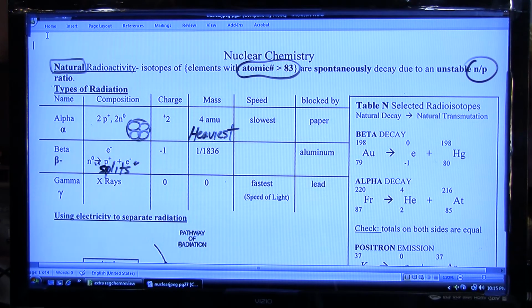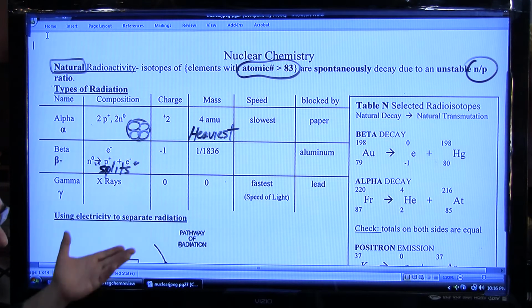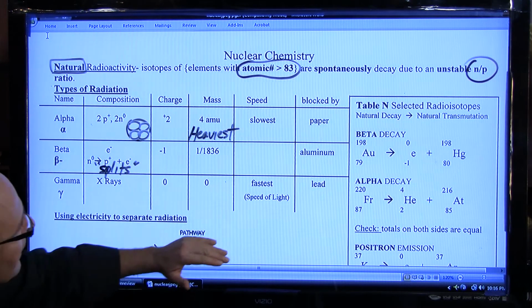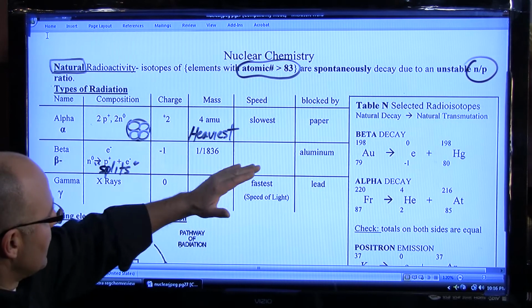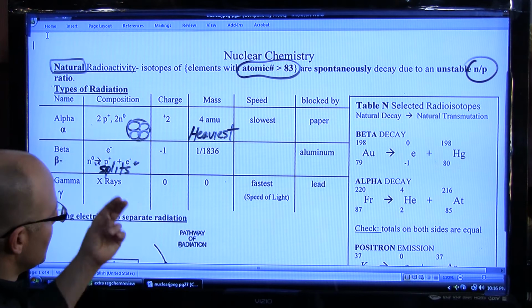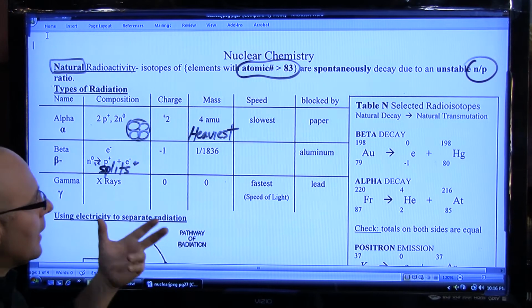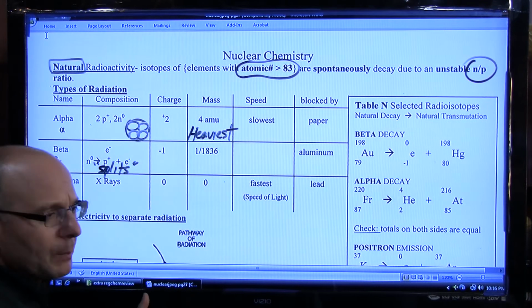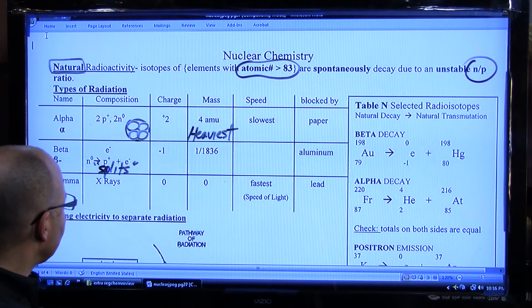So you might want to write here that a neutron splits. And then beta particles, since they are electrons, have a -1 charge. They have the mass of an electron, which is 1/1836 AMU. And their speed is somewhere in between, faster than alphas but slower than gamma rays. And so because of their small size and their greater speed, they certainly would penetrate paper, but they would be blocked by a piece of metal like aluminum.